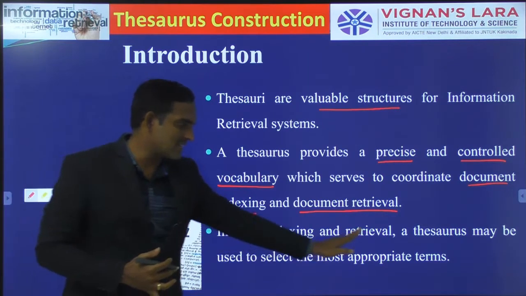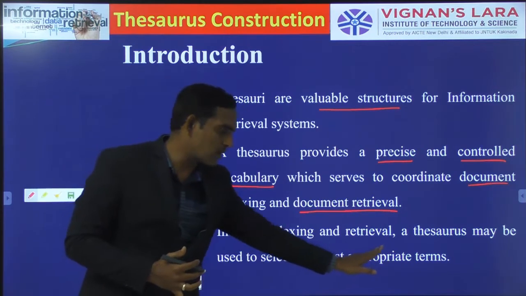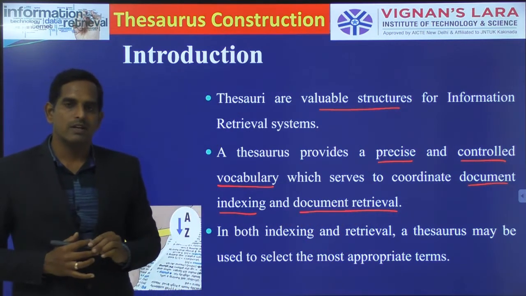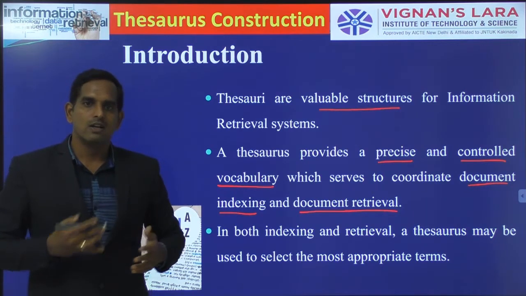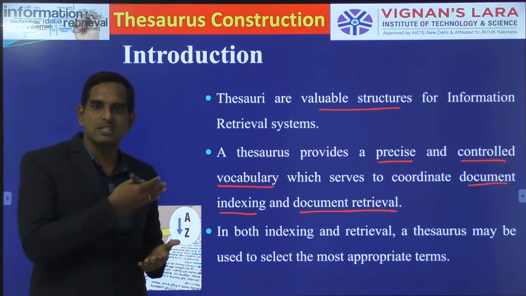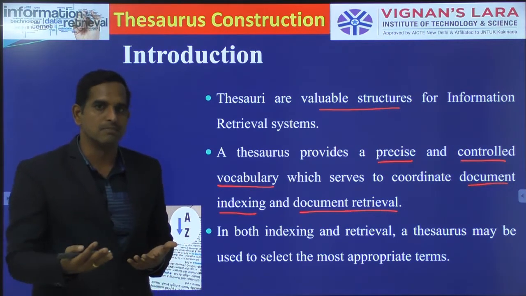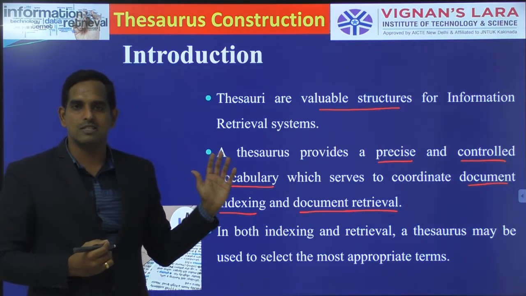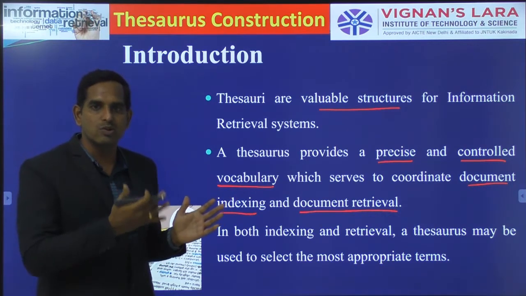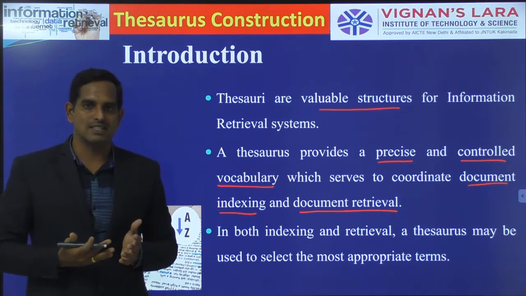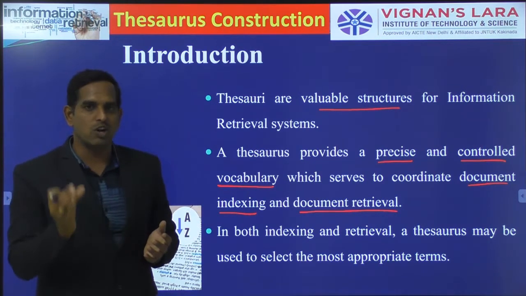In both indexing and retrieval, a Thesaurus may be used to select the most appropriate terms. Whenever you are performing indexing as well as retrieval, while indexing, instead of indexing a different term, you might be indexing a better stem. In the previous stemming algorithms you have seen how stems can be helpful to create compressed indexes. In this also, instead of indexing one term, you can be indexing a smaller stem.